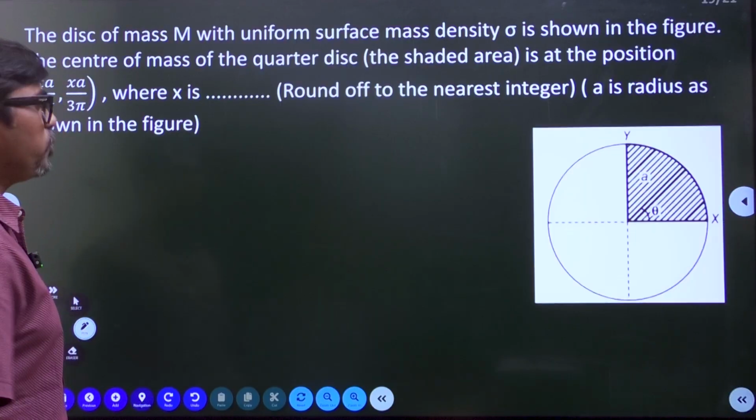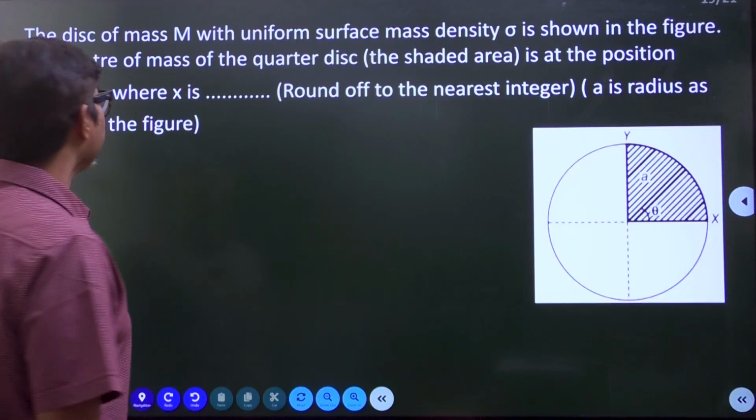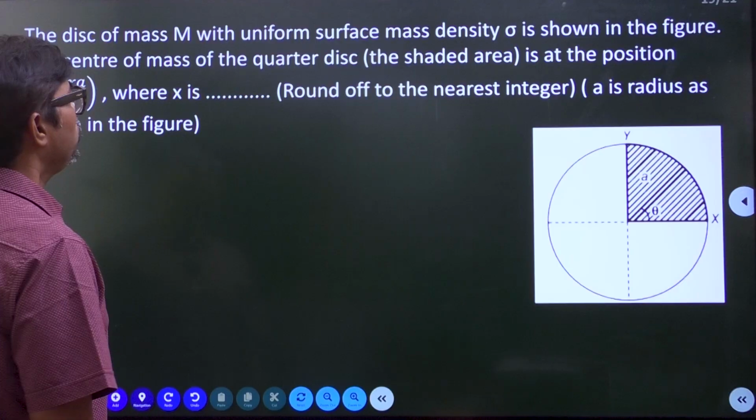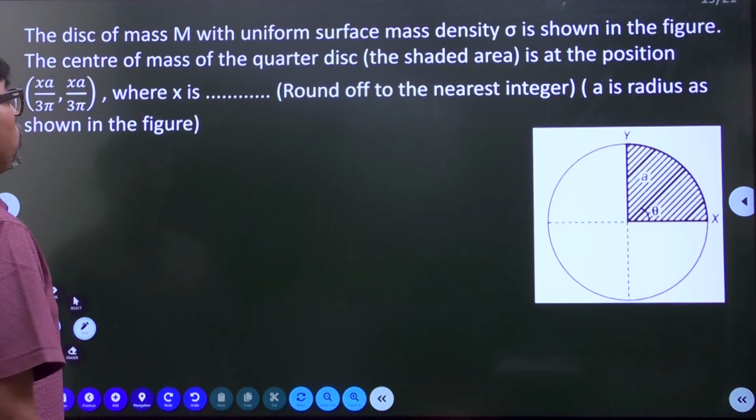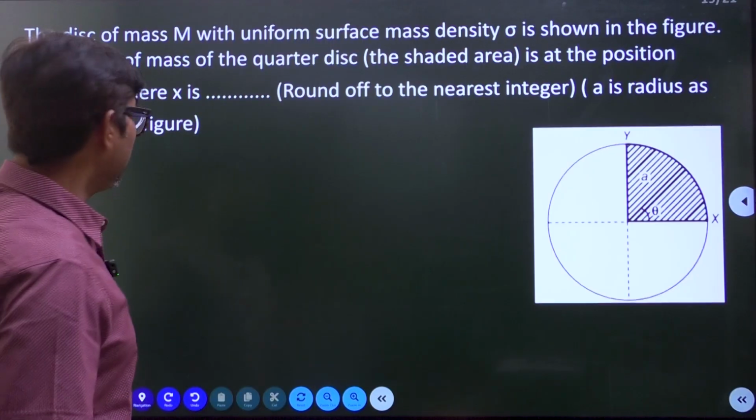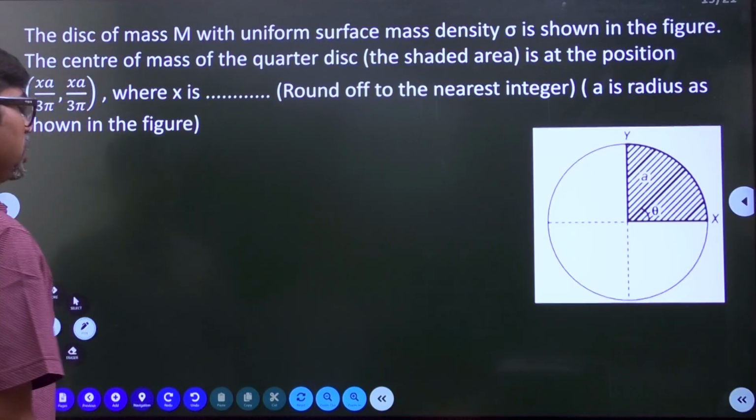Okay, next, center of mass formulae. Some formulae I have taken. A disk of mass M with uniform surface mass density sigma is shown in the figure. They are asking for the center of mass of the quarter of the disk, only the shaded part of the disk, and the coordinates they have given.